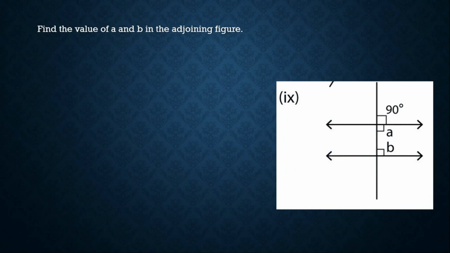Now let us see one more problem. Here we have to find the value of A and B. Now how will you find the value of A and B? Yes, angle B is corresponding angle to the angle of 90 degrees. So this angle is 90 degrees. Now you can take here the linearity property, that is 90 degrees plus angle A is equal to 180 degrees. Now we will shift this 90 degrees from the left hand side to the right hand side and we will get 180 degrees minus 90 degrees is equal to 90 degrees. So the value of angle A is 90 degrees and the value of angle B is 90 degrees.